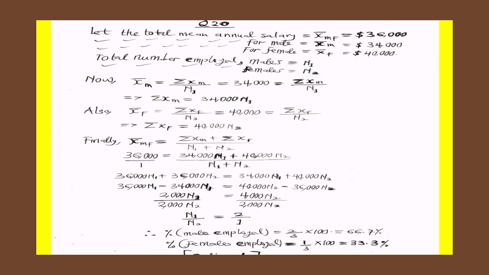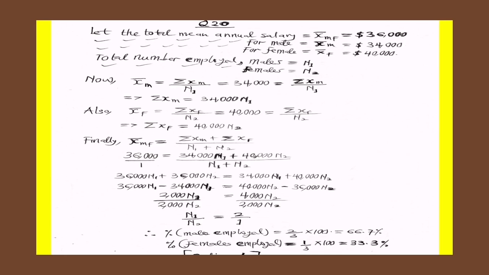So that is the whole deal. First of all, let a representation of the two means, that is the male and the female. You find the total salary for the males, find the total salary for the females. After getting the total salaries, you add the two together and divide by the total number of employees, which consists of the male and the female. And in that, you're going to get the mean of 36,000 that the question gave to us.